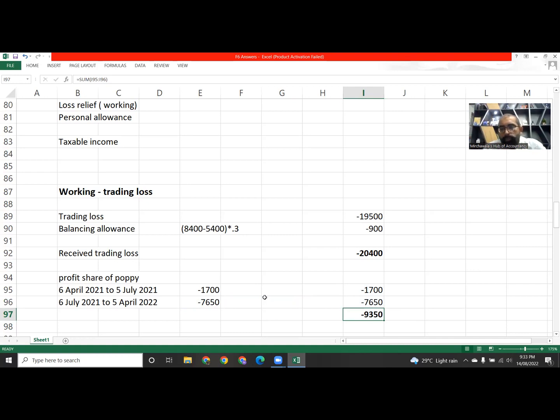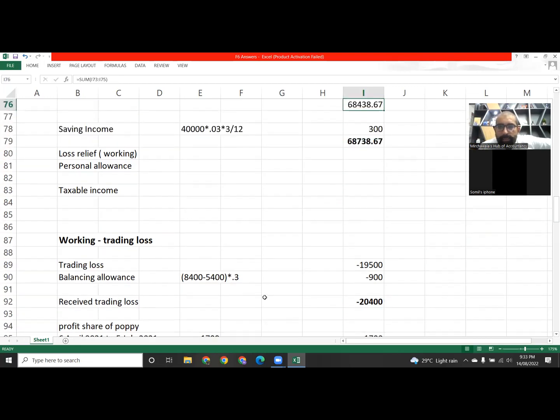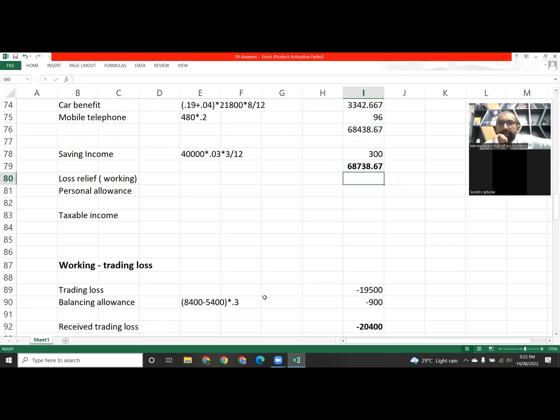Now, what can you do, students, with this trading loss? Already they have openly told you in the requirement to use this trading loss in front of your current year total income. Let's see the current year total income. How much is this? Yes, 68,738. So you can easily set off 50,000, so 9,350 can be easily settled, right?